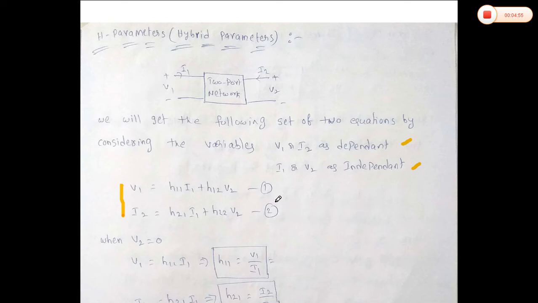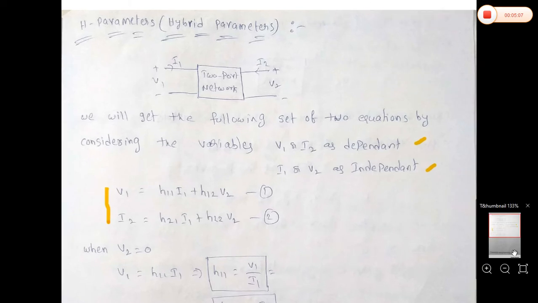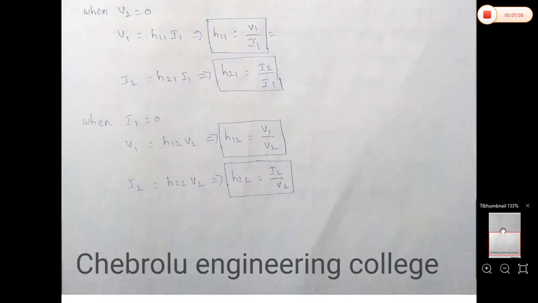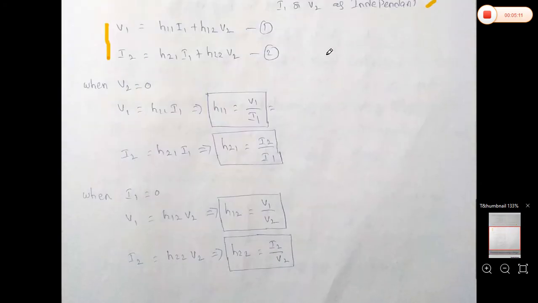So from these equations also we can get the H parameters. How is it possible? In the previous case, the same process we followed, we need to follow here also. So from the given first equation and second equation, the first condition is when V2 equals 0. Here this is V2.